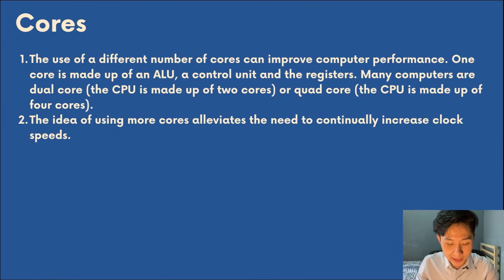The next factor that will affect your computer speed is the number of cores in your computer. We often hear that a CPU has quad core or dual core, and what do they really mean? It basically means that a CPU has multiple cores, which means multiple ALUs and multiple registers. And the idea of using more cores alleviates the need to continually increase clock speed.